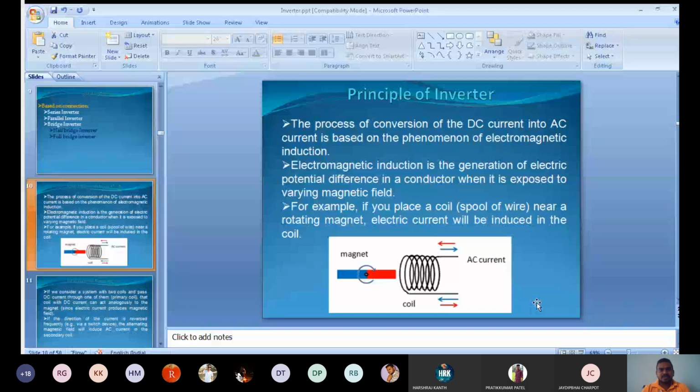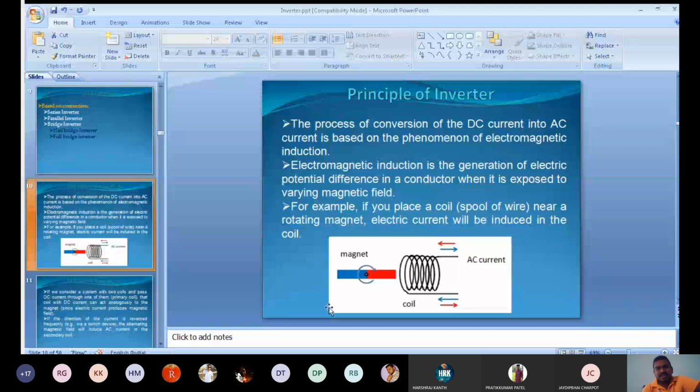Okay, so electromagnetic induction. We are taking one varying magnetic field and putting one conductor in this varying magnetic field, at that time the EMF is induced in this conductor. So here this figure is shown, the coil is there, the magnet is there, and the magnet is moving to and fro. So at that time the EMF is induced in the coil. That law you already studied.